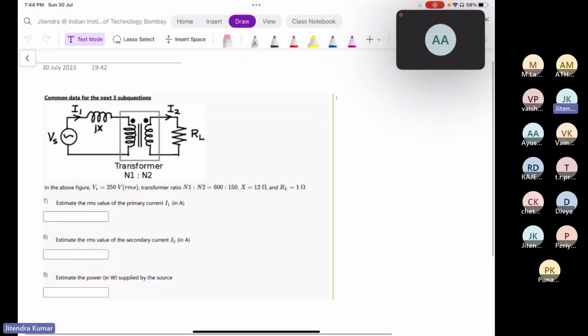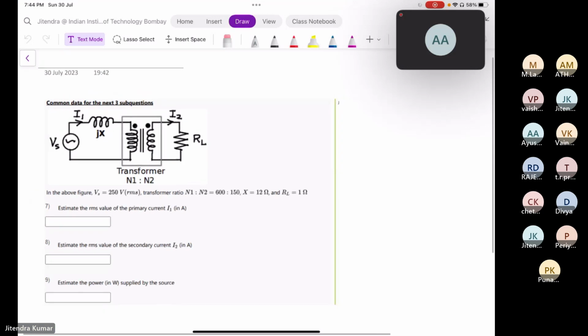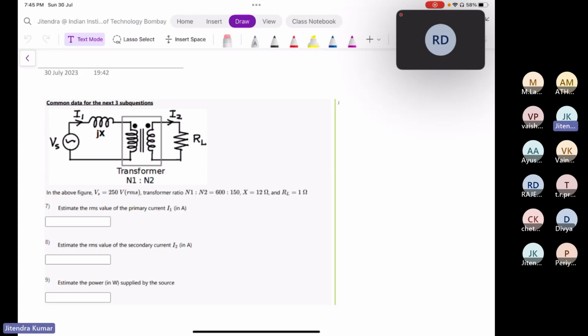Are you able to see my screen? Yes, sir. Okay. So in this problem, it is basically a common data type question, and we are given a primary voltage supply. We are given a transformation ratio, and we are given impedance or reactance and resistance values.